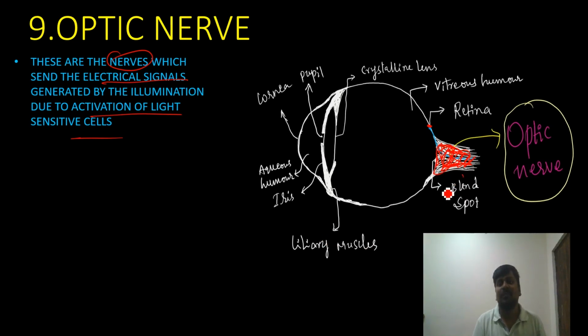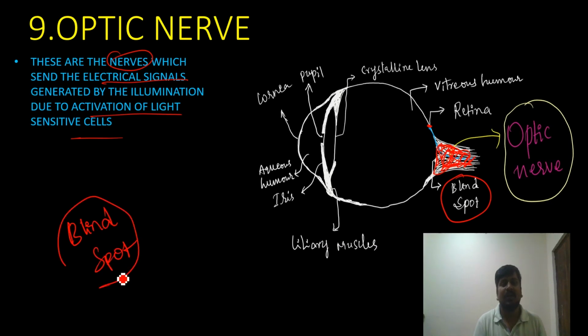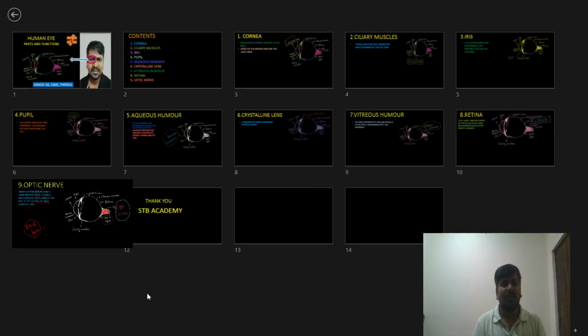Then blind spot, if you see, here is the blind spot. So what is the blind spot? The portion where no image will be formed is called the blind spot. So these are all the parts of the human eye.